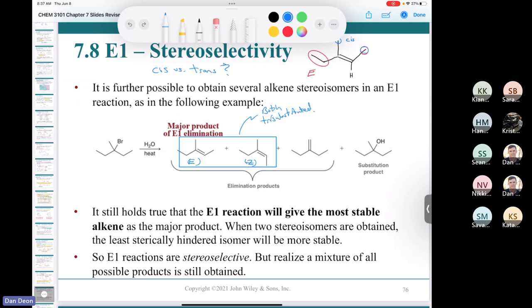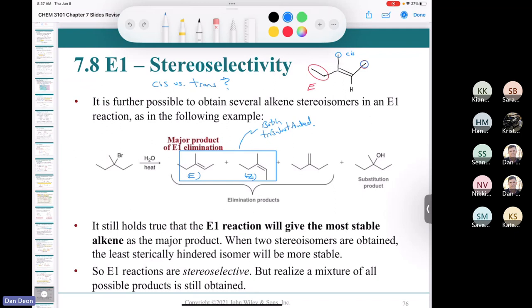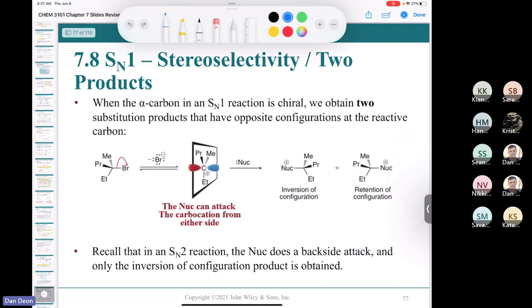And if you're looking at this and going, what, four products, and I have to be able to label them all? I'm not trying to sound like a meanie or anything, but the answer is yeah. You have to be able to identify all these different products that can be formed. But we have a methodical way of doing it, and we're going to look at that in just a little bit here.